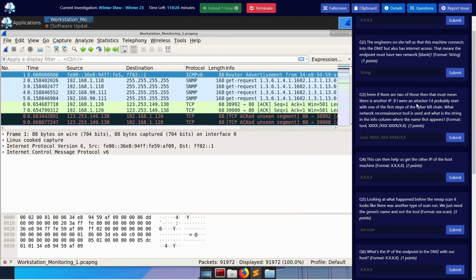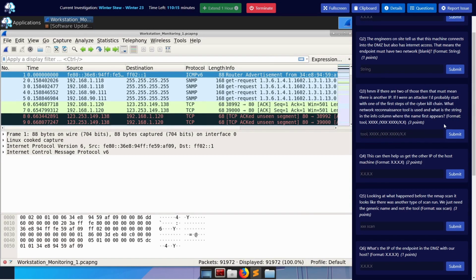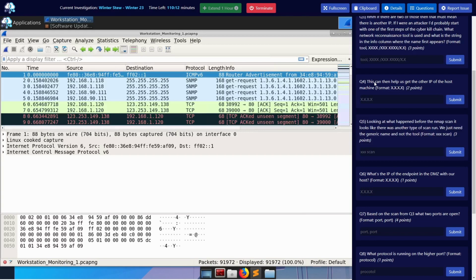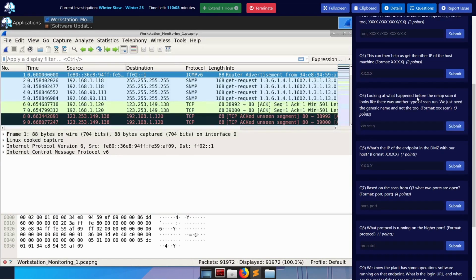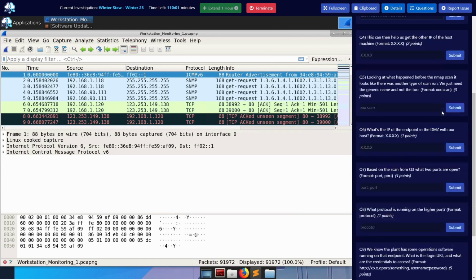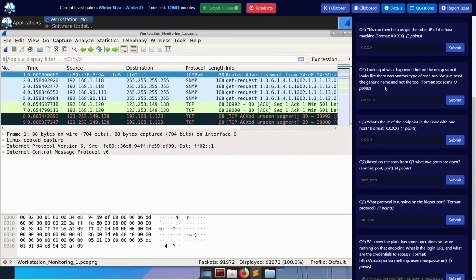If I were an attacker, I'd probably start with one of the first steps in the cyber kill chain. What network reconnaissance tool is used, and what is a string in the info column where the name first appears? This can help us get to another IP on the host machine. Look at what happened before the Nmap scan. Oh, this helps us. This tool is Nmap, so we can probably look for that. It looks like there was another type of scan run. We just need the generic name and not the tool.